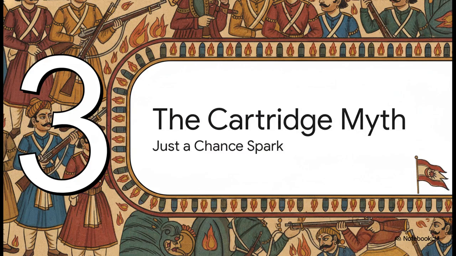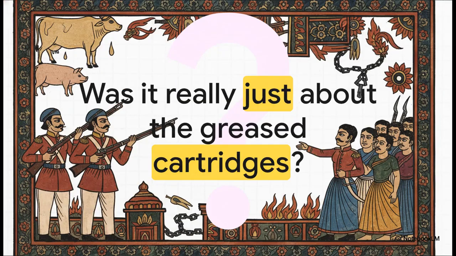Which brings us to Section 3, the greased cartridge myth. This is arguably the most famous, and maybe the most misunderstood, element of 1857. We've all heard the story, right? A rumor spreads about rifle cartridges being greased with cow and pig fat, and boom, that starts the whole thing. The colonial narrative leans super heavily on this incident. It portrays the entire uprising as just a procession of blind, unthinking soldiers reacting to one singular religious grievance. But was it really just the cartridges?